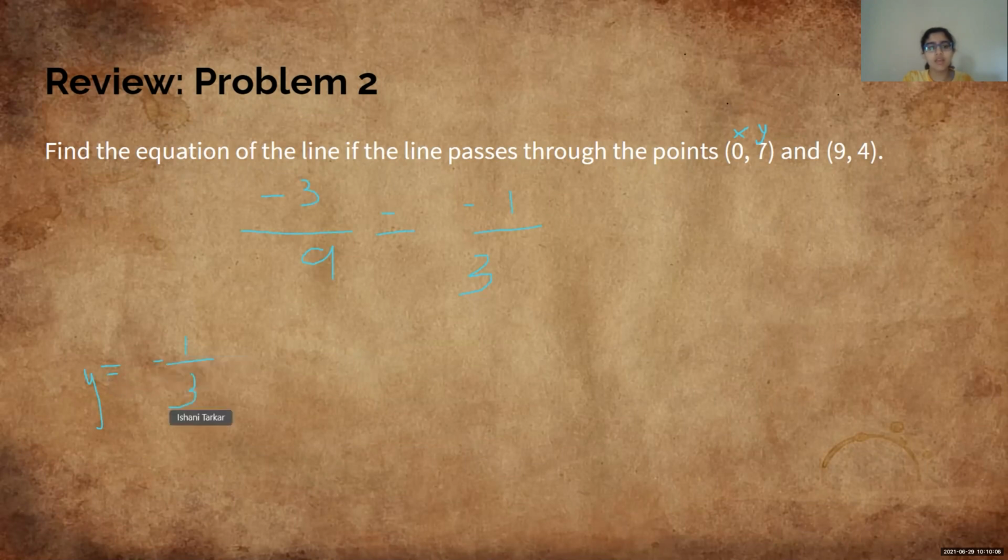And then we just plug in a point. So we know when x is 0, so why don't we just plug in 0, 7, right? So we plug in 0 and we get y is equal to 0 plus b, right? So 7 is equal to 0 plus b. So that just means that b is equal to 7. So that means that our final answer is y equals -1/3 x plus 7.